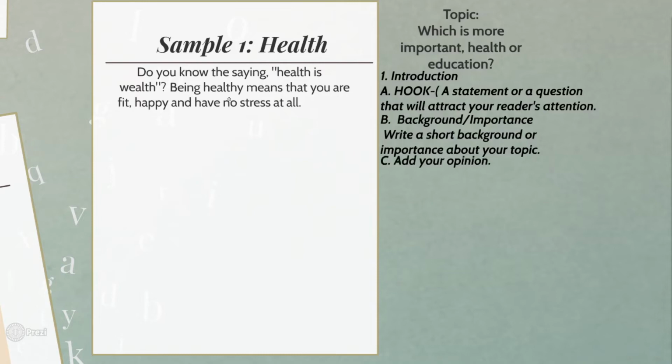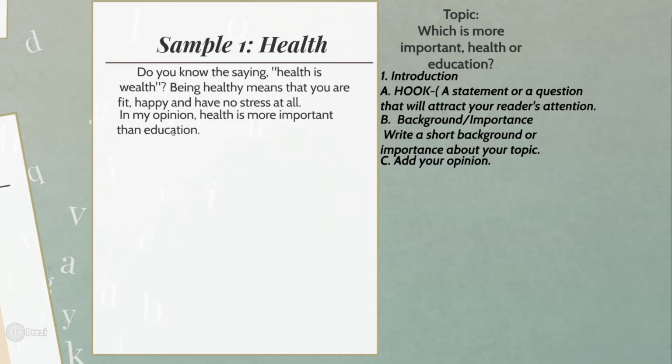And next, add your opinion in letter C. So you should give your opinion right now. So here you can write, in my opinion, giving your opinion, health is more important than education. So you can see the 3 parts of the introduction here. The hook, the first sentence, background or importance, the second sentence, and finally your opinion, which is in the third sentence of the introduction. Now let's go to the second paragraph.